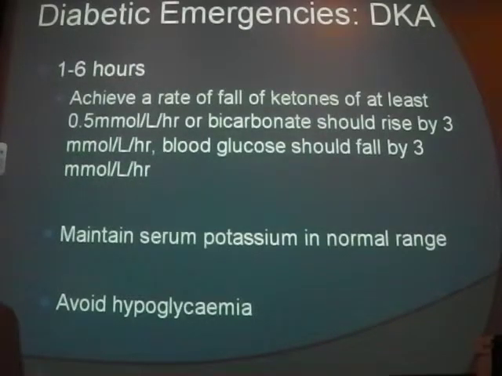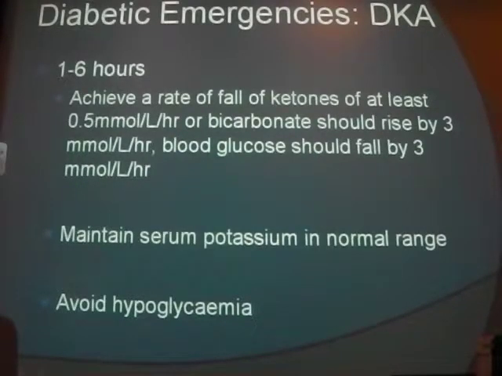Your aims in the next 6 hours are to achieve a rate of fall of ketones of at least 0.5 millimoles per litre per hour, or in the absence of a ketone meter, measuring bicarbonate, and that should be rising by 3 millimoles per litre per hour. Don't worry about these figures, I don't think they're going to ask you them. Blood glucose, you should look to have it falling by about 3 millimoles per litre per hour. Your other aim is to maintain the potassium in the normal range, and avoid hypoglycemia as well.